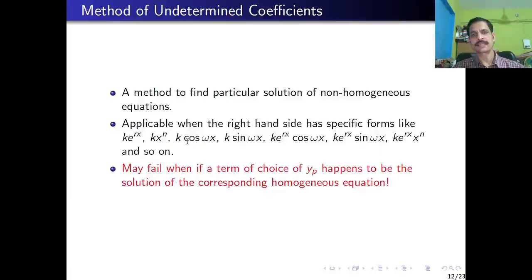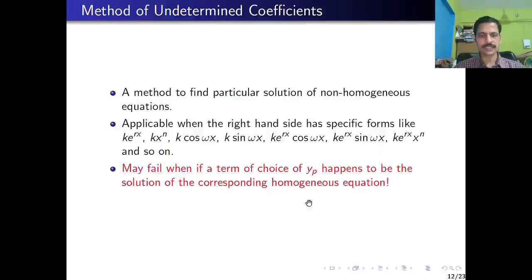Suppose R(x) is of the form 4 cos 5x, then we'll take the particular solution of the non-homogeneous ODE to be of similar type, namely some C1 cos omega x plus C2 sin omega x. And then we determine the values of C1 and C2 by substituting that particular solution in the non-homogeneous ODE and finding the values of C1 and C2 that satisfy it.